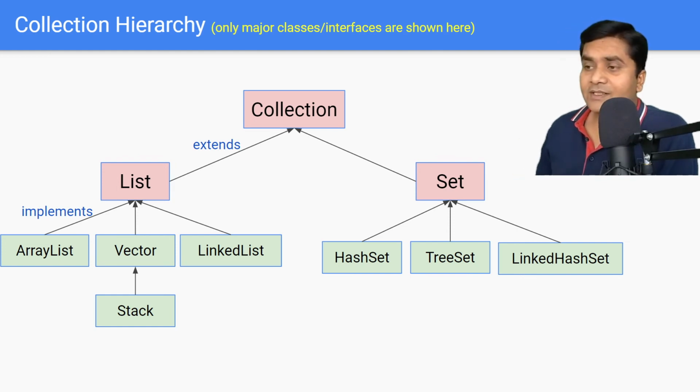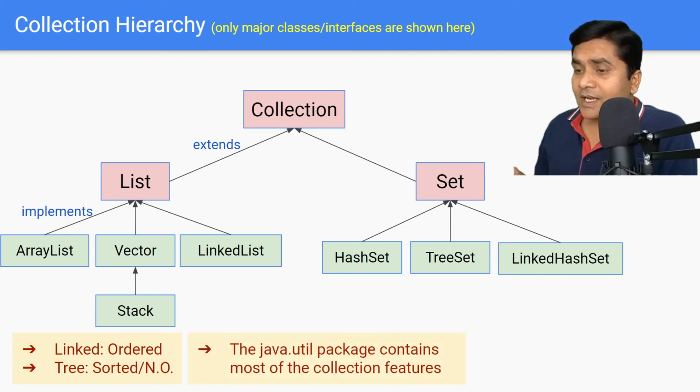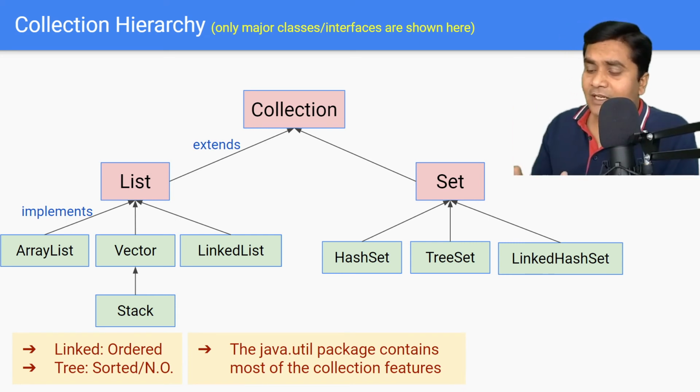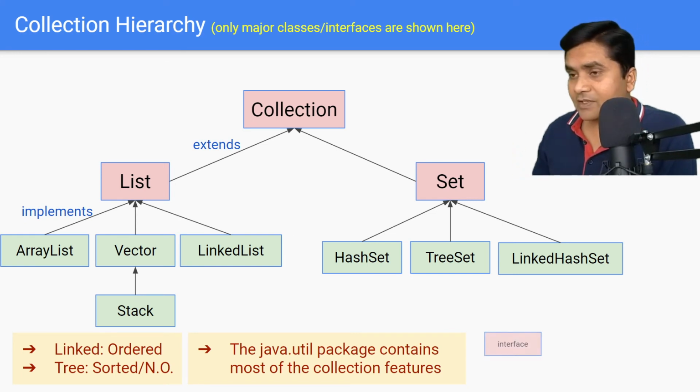Now when you see the terms here, ordered means the insertion order will be maintained while retrieving. And Tree is always sorted through the natural ordering. And the important point here: all these classes and interfaces related to the collection API are present inside the java.util package.